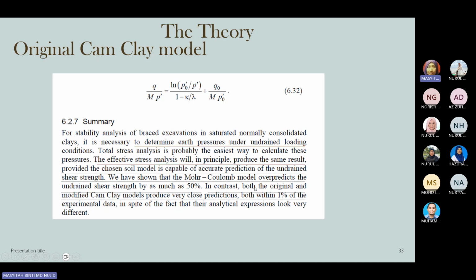It is shown that the Mohr-Coulomb model overpredicts the undrained shear strength by as much as 50%. In contrast, both the original and modified Cam-clay models produce very close predictions, both within 1% of the experimental data, in spite of the fact that their analytical expressions look very different.